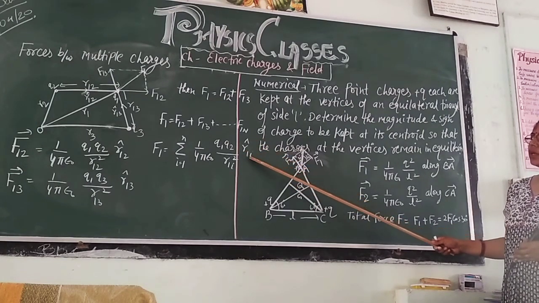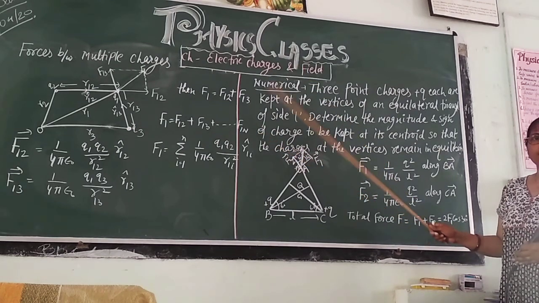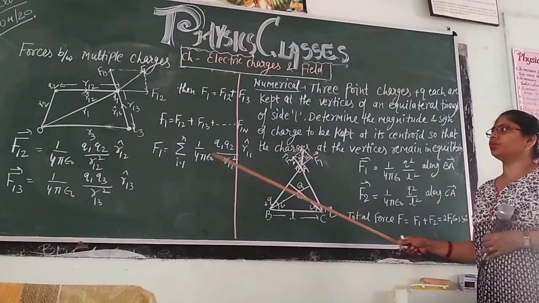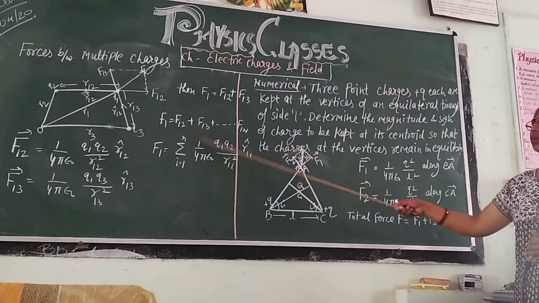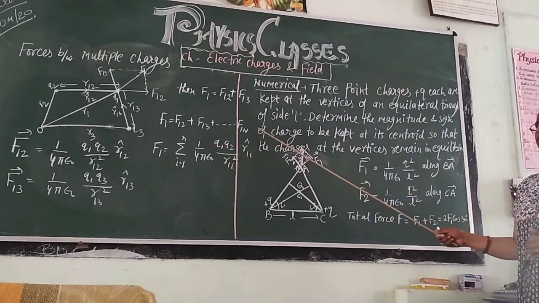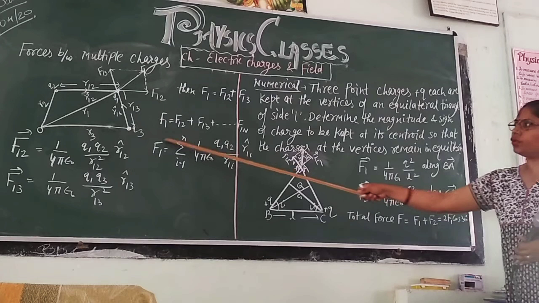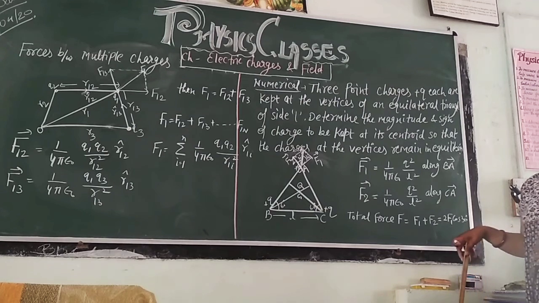cap, where R1i cap shows the direction of the resultant force on Q1 due to other charges, and i is equal to 1 to n. If there are 3 charges, then i is equal to 1 to 3. If there are 4 charges, then 1 to 4. Then the total force will be equal to the summation of all forces on the charge where we have to calculate it.